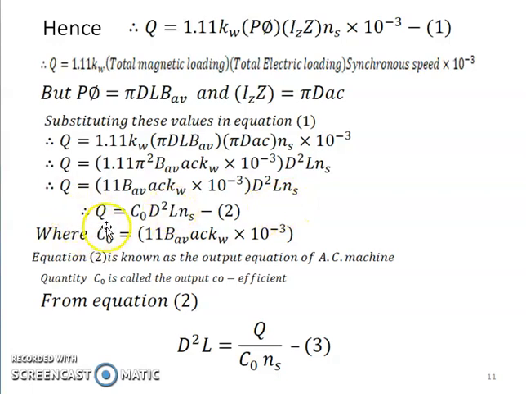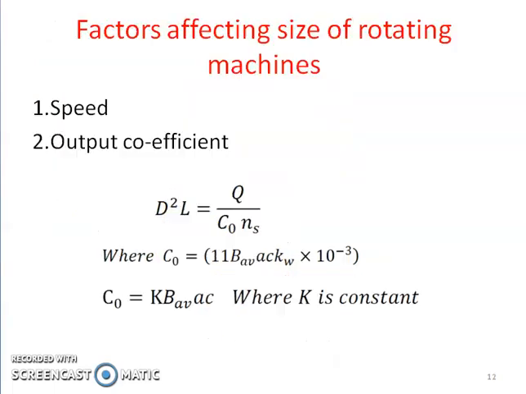So from this we can write Q equal to C naught D square L into Ns, where C naught is 11 B average ac Kw into 10 to the power of minus 3. This particular equation 2 is known as the output equation of an AC machine, and this quantity C naught is called the output coefficient. And from equation 2 we can write D square L, which are the main dimensions of the machine, equal to Q divided by C naught into Ns.